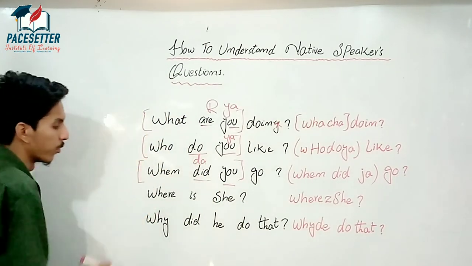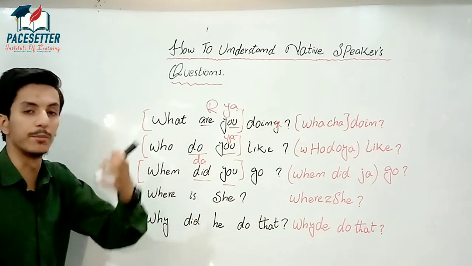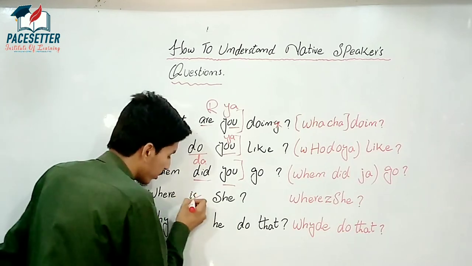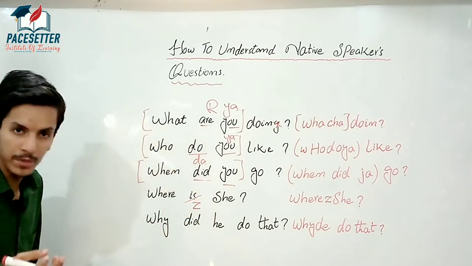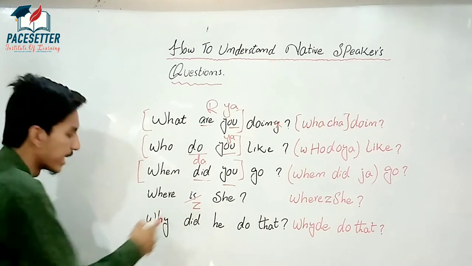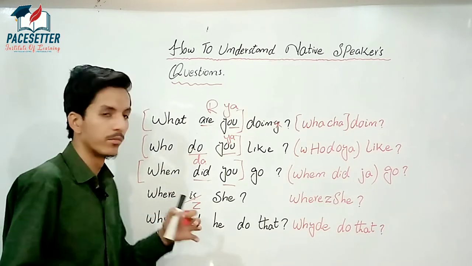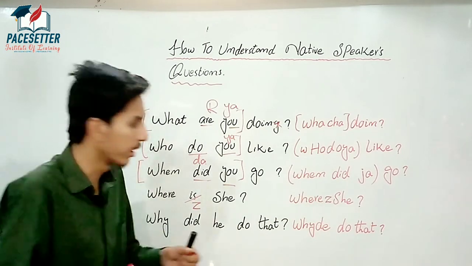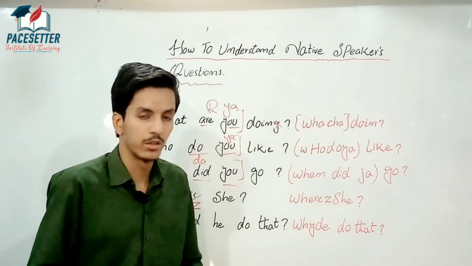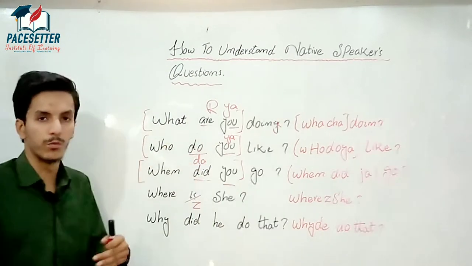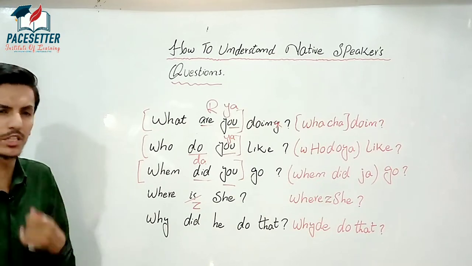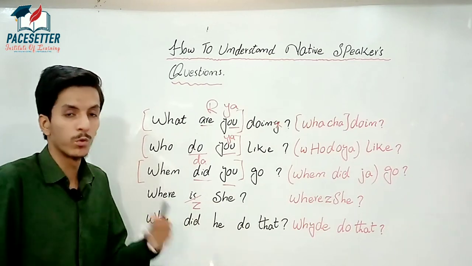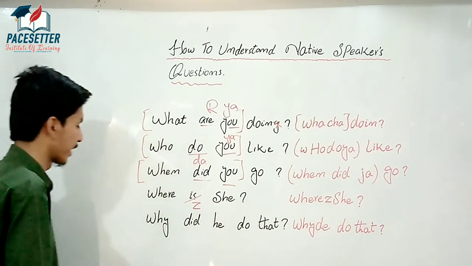Let's move on to the fourth sentence. It's a very easy sentence, and you can easily pronounce it. The word is becomes silent and sounds like Z. Where is he? Where is she? Getting my point? It's so easy to understand, you can easily understand it and easily speak it. Where is she?